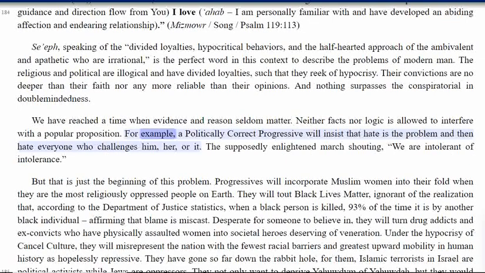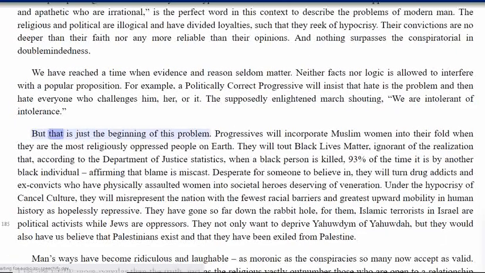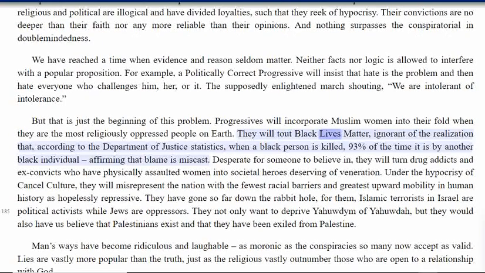For example, a politically correct progressive will insist that hate is the problem and then hate everyone who challenges him, her, or it. The supposedly enlightened march shouting, "We are intolerant of intolerance." But that is just the beginning of this problem. Progressives will incorporate Muslim women into their fold when they are the most religiously oppressed people on earth. They will tout Black Lives Matter, ignorant of the realization that, according to the Department of Justice statistics, when a black person is killed, 93% of the time it is by another black individual, affirming that blame is miscast.